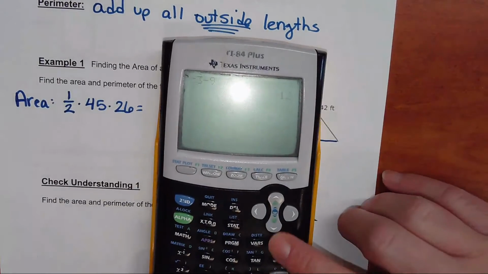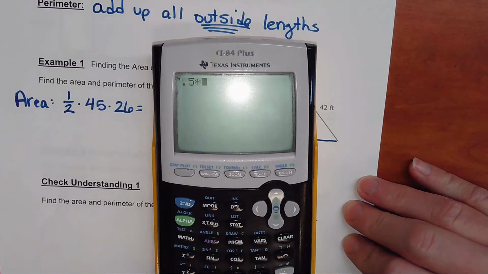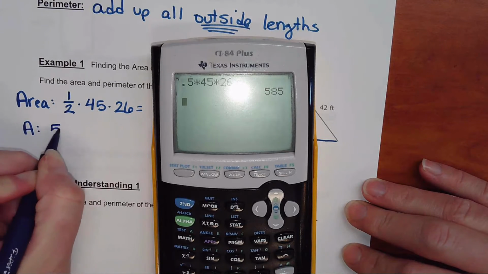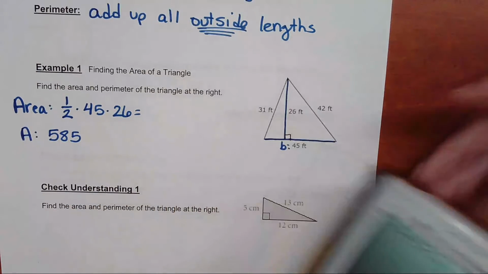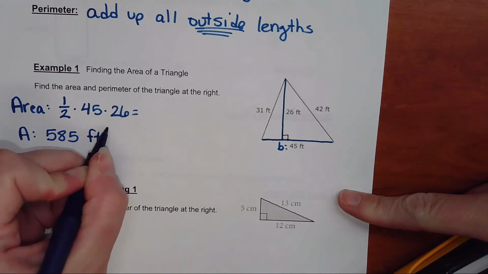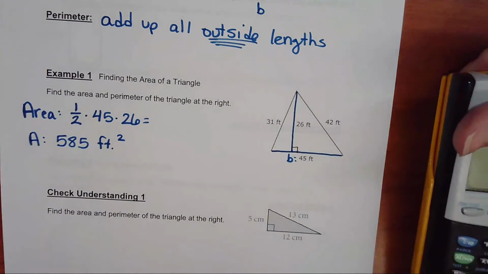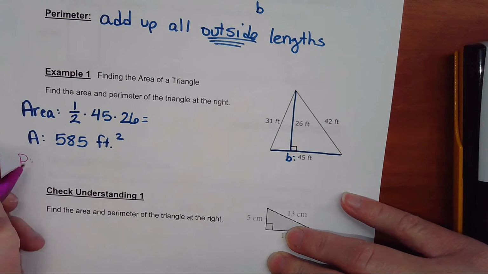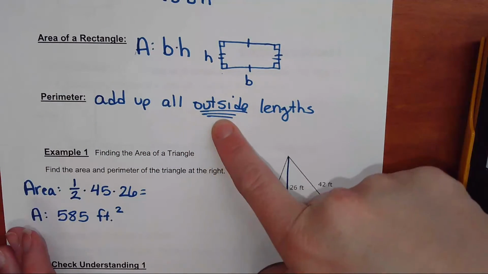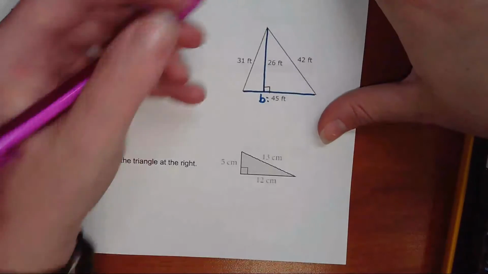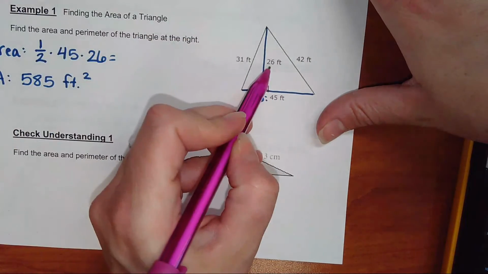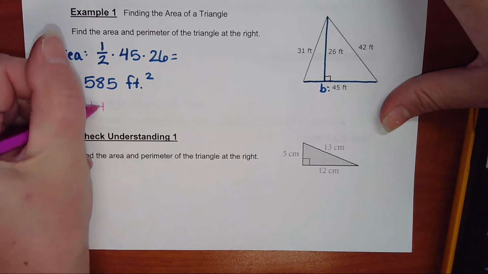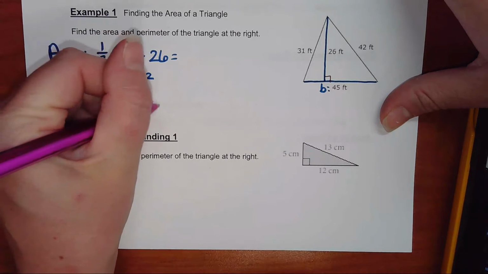So I'm going to grab my calculator. 0.5 times 45 times 26, and I find that my area is 585. Technically it would be whatever the units are squared, but today you just need to worry about getting the correct number. Then it wants the perimeter. For the perimeter, you add up all outside lengths. The 26 is on the inside, so we don't want that one. So we're going to take 31 plus 45 plus 42.